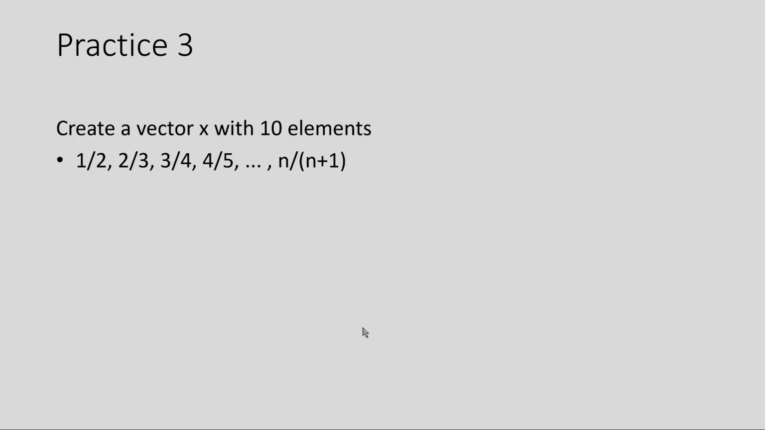This is practice 3. I think this is pretty similar to practice 2. We create an array or vector with 10 elements, but the elements have a different pattern. So 1 over 2 and 2 over 3 and 3 over 4 and then n over n plus 1. So the last element should be 10 over 11, right? So you can just simply modify your previous VI, but at this time let me just show you an alternative way to create this array filled with the 10 elements using a for loop.